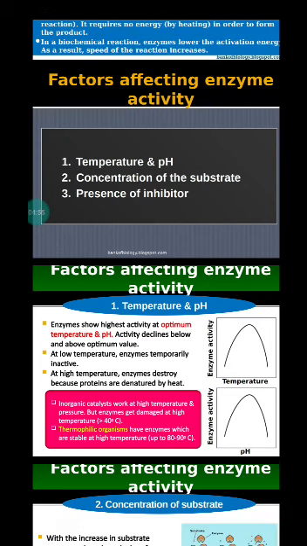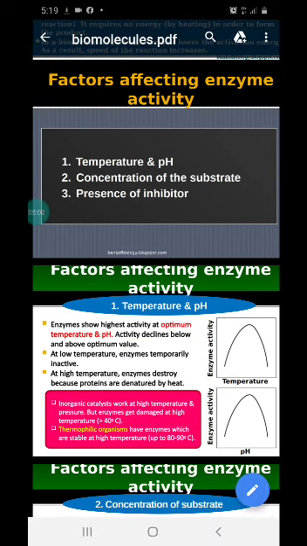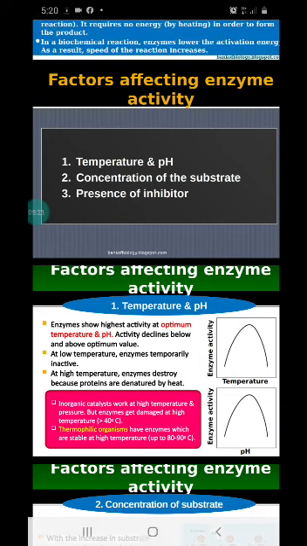At high temperature, they get denatured and cannot act, and at low temperature, they are inactive. So enzyme shows higher activity at optimum temperature and pH. Activity declines below and above the optimum value. At low temperatures, the enzyme temporarily becomes inactive. At high temperatures, the enzyme gets destroyed because proteins are denatured by heat.